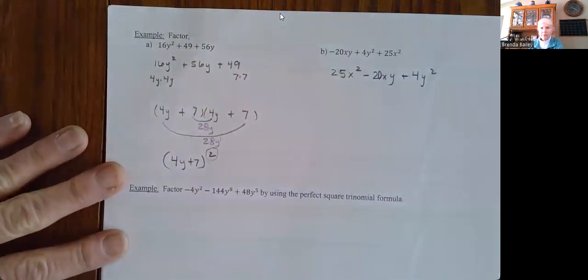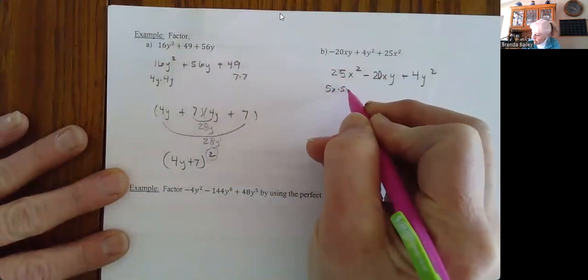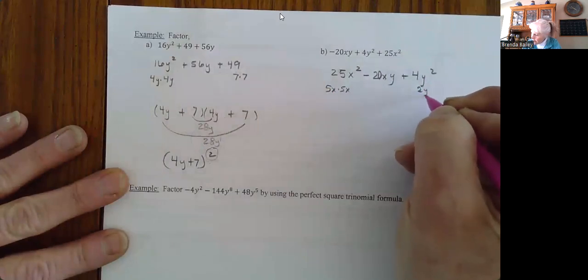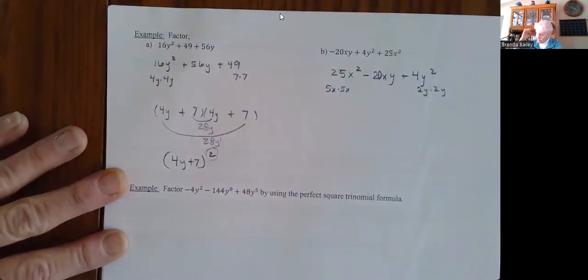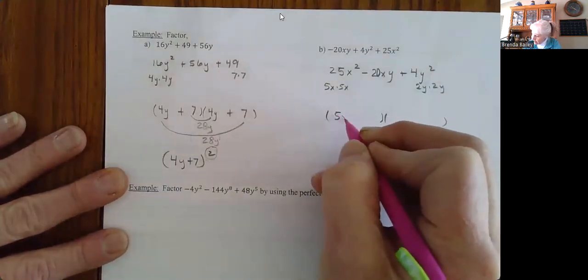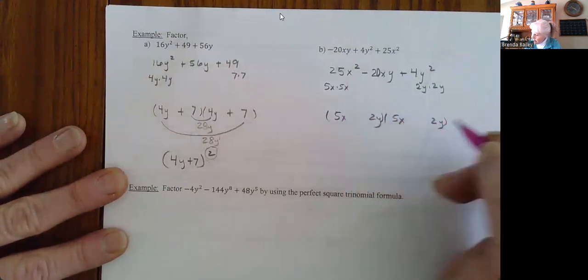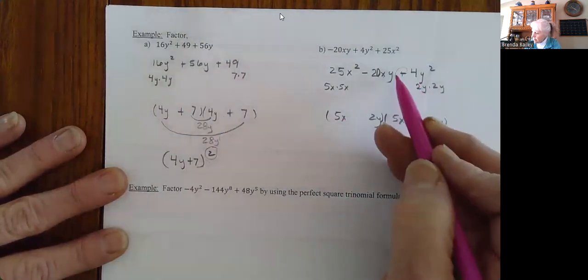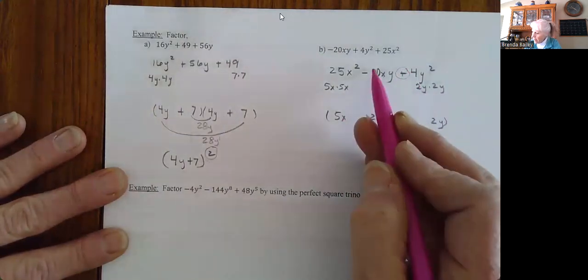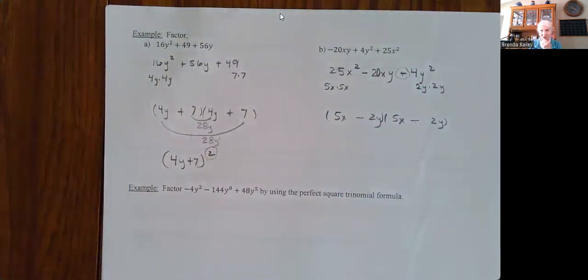There, perfect. All righty, so we have 5x times 5x, 2y times 2y. Chances are it's going to work. So I put my 5x and 5x, 2y and 2y. It looks like the signs have to be the same, but when I'm adding them, I'm getting a negative, so we'll make them both negative. Let's check it and see if we get a minus 20xy, and if we do, we're done.